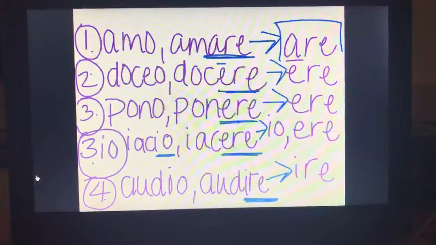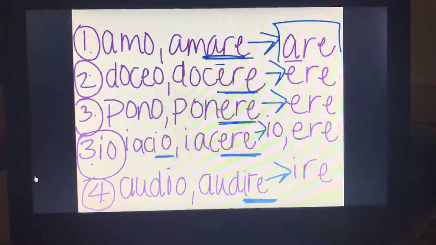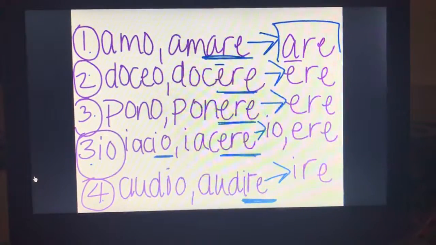I hope you've learned something today, and I hope you have an easy way to remember what conjugation verbs are in the Latin language. Thank you.